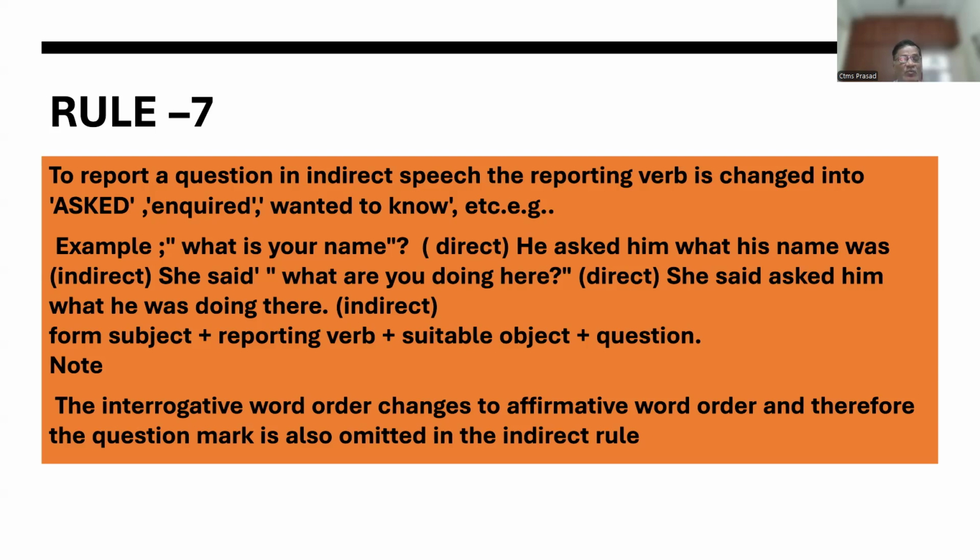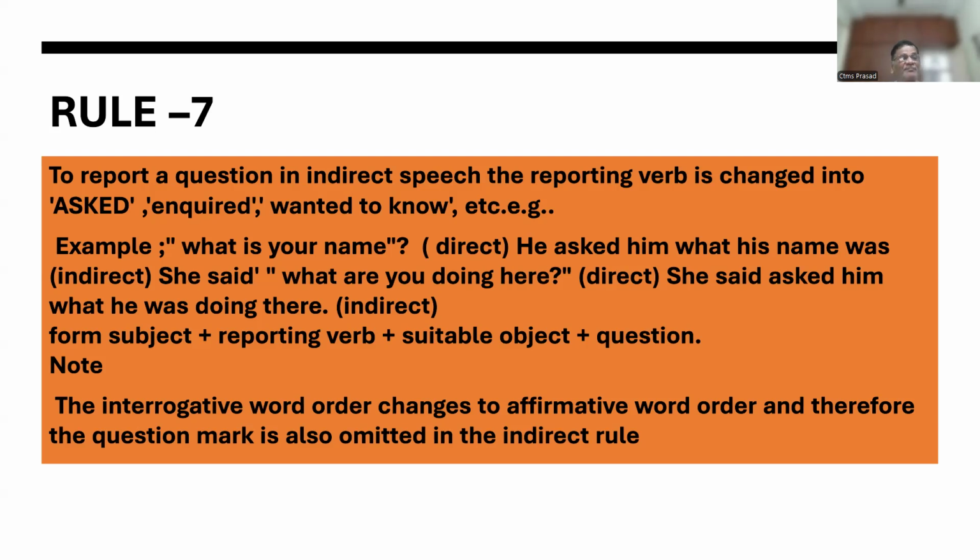So the interrogative word order changes to affirmative word order. When you change from direct to indirect, you have to remove the question mark and the inverted commas also, and present it as if it is an affirmative sentence. Therefore the question mark is also omitted. In affirmative, you won't use the question mark punctuation.